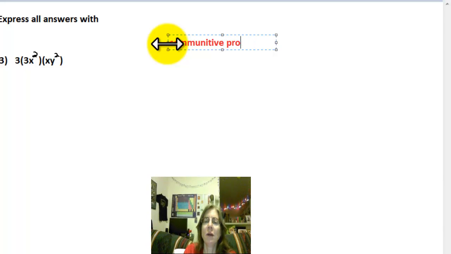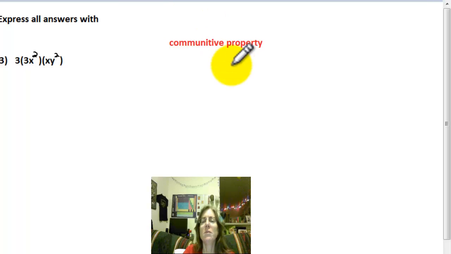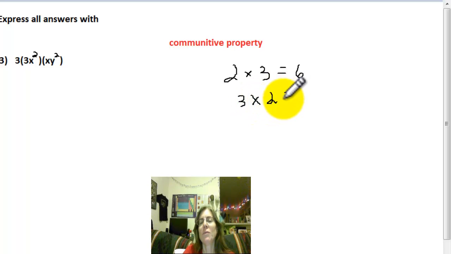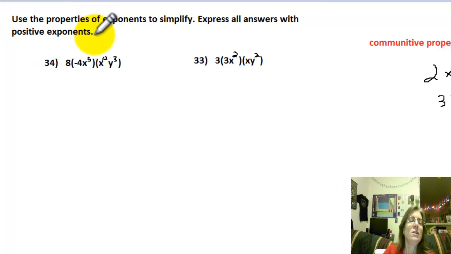Commutative property, and you probably remember this from a long time ago, and it simply means if 2 times 3 equals 6, then 3 times 2 equals 6. It can be multiplied in any order and you'll still get the same answer. What we do then is it's kind of like looking for like terms really. We can multiply numbers by numbers.